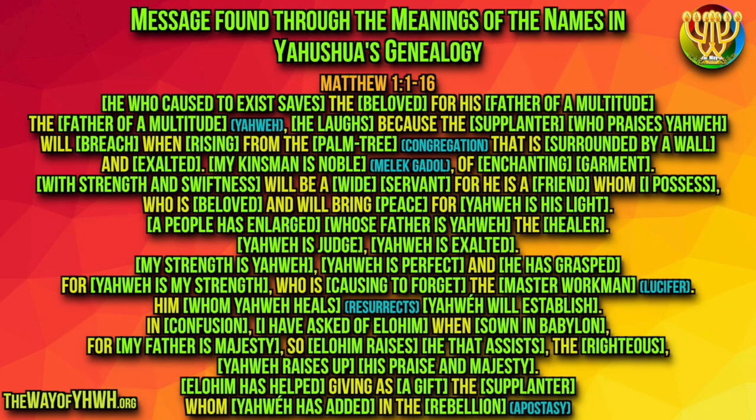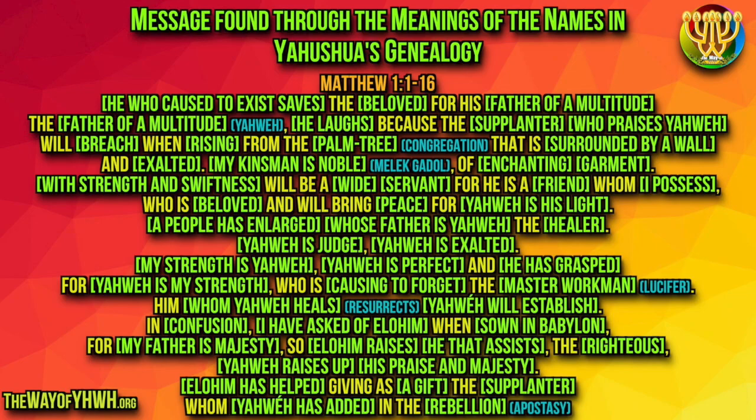Why? Because he's going to fall at the end of history. But the sun in eternity is not going to fall ever, because he's going to be the Lamb himself who is going to shine on everybody. So Elohim has helped by giving as a gift the supplanter that Yahweh has added during the rebellion, meaning during the apostasy. The last is coming during the apostasy. We are in the apostasy. We are in the end of the apostasy. So it is the time for the last one to manifest.